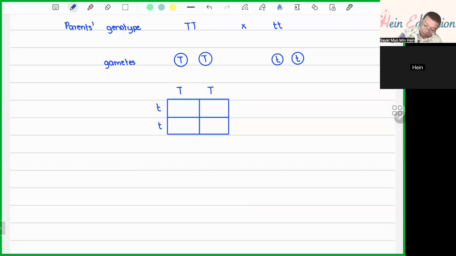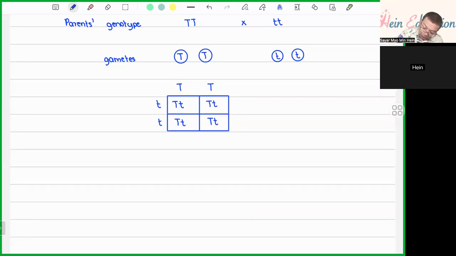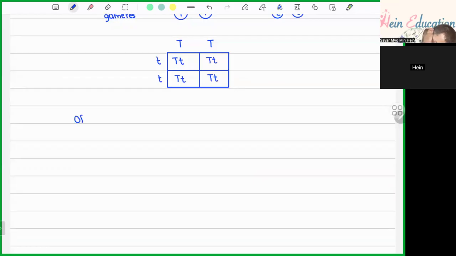For the first one, we will get capital T small t, capital T small t, capital T small t, and capital T small t. Those are the offspring that we expect to get by crossing those two types of tall plant and dwarf plant. Now this time, it's not about the parents, it is about the offspring, right? Let's start with genotype because it's easy. We have all capital T small t, so I would say they are 100% capital T small t, right?